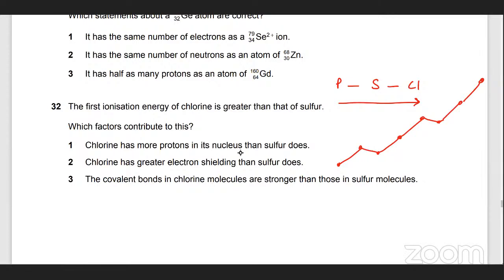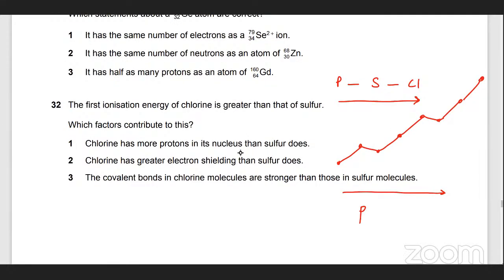One of them is that the protons increase, and the radius also decreases. The protons increase, so there's a stronger attraction. Radius very slightly decreases gradually. There's going to be a slight decrease, and the other factors remain constant. So the shielding remains constant. They have the same number of shells. So chlorine has more protons.